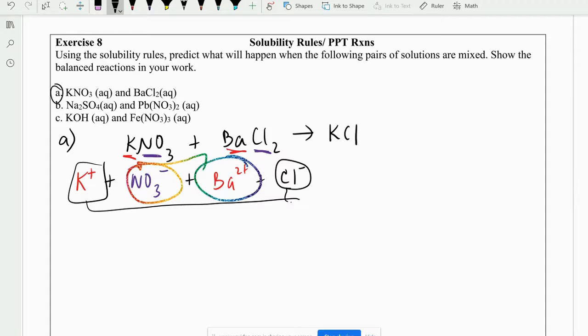Let's go ahead and write barium nitrate. As a quick note, you guys, barium is a 2+, so it's going to bring 2 charges to the dance, but the nitrate ion only has a -1.